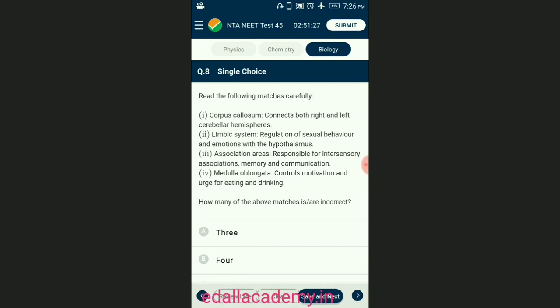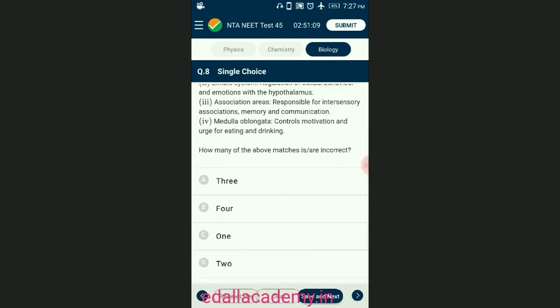The medulla oblongata regulates several functions of the autonomic nervous system, such as respiration, cardiac function, vasodilation, and reflexes like vomiting, coughing, sneezing, and swallowing. So the answer for this question is option C. From the given four statements, only one statement is incorrect.